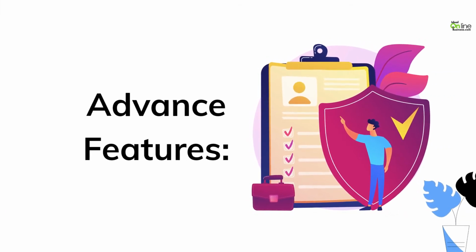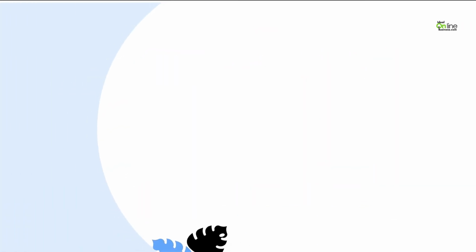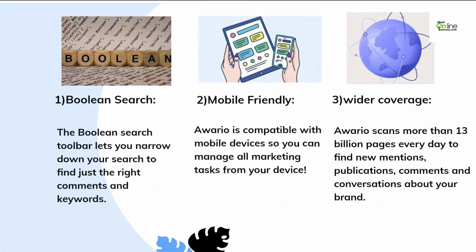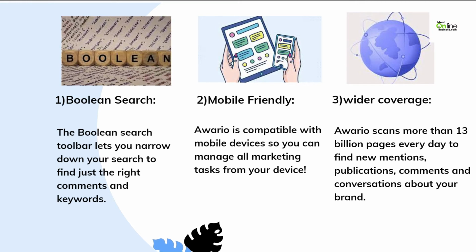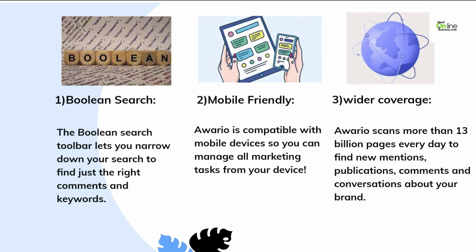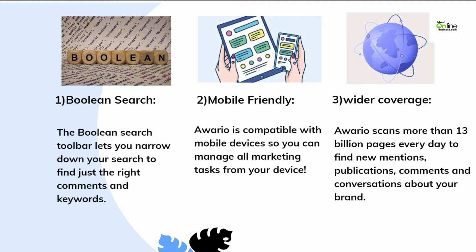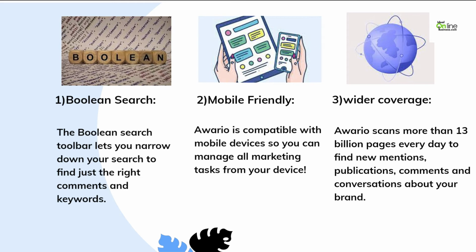Some of the advanced features of Awario are as follows. First, Boolean search. The Boolean search toolbar lets you narrow down your search to find just the right comments and keywords. Second, mobile-friendly. Awario is compatible with mobile devices so you can manage all marketing tasks from your device. Third, wider coverage. Awario scans more than 13 billion pages every day to find new mentions, publications, comments, and conversations about your brand.